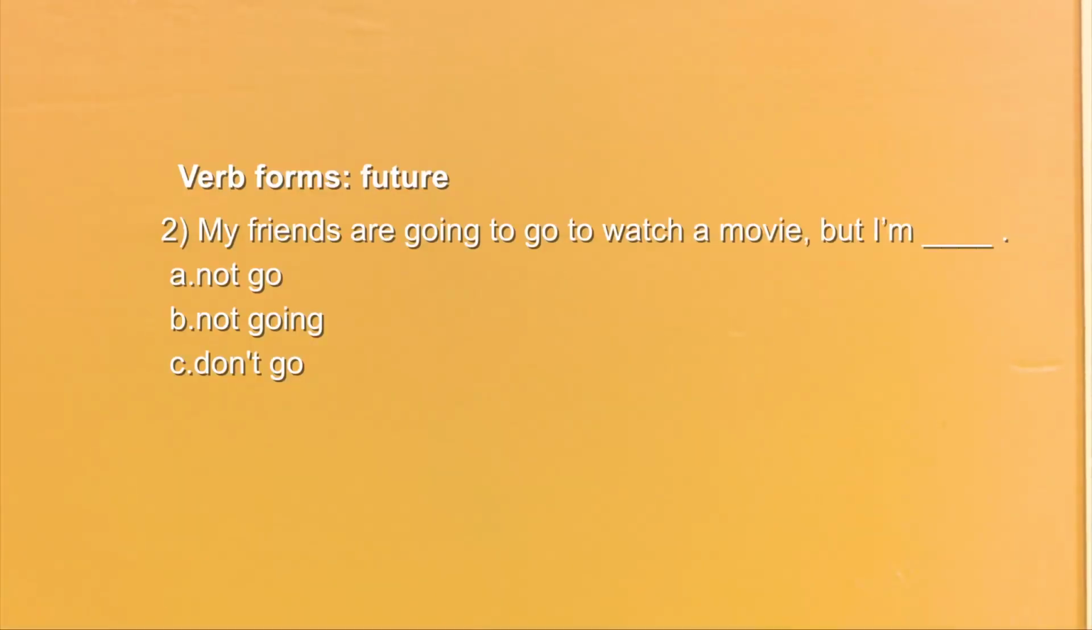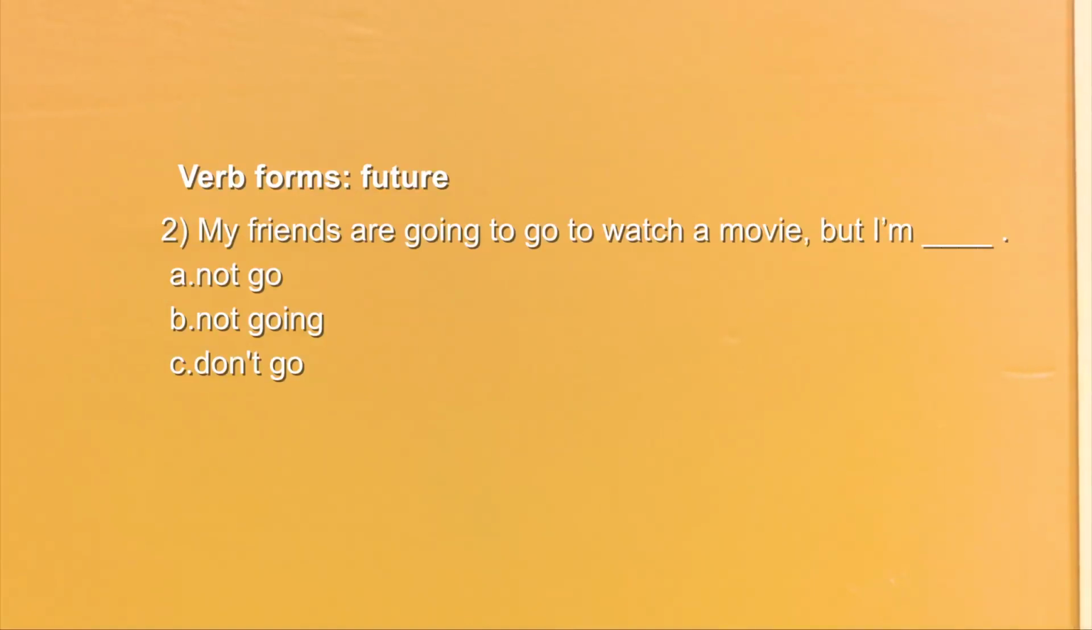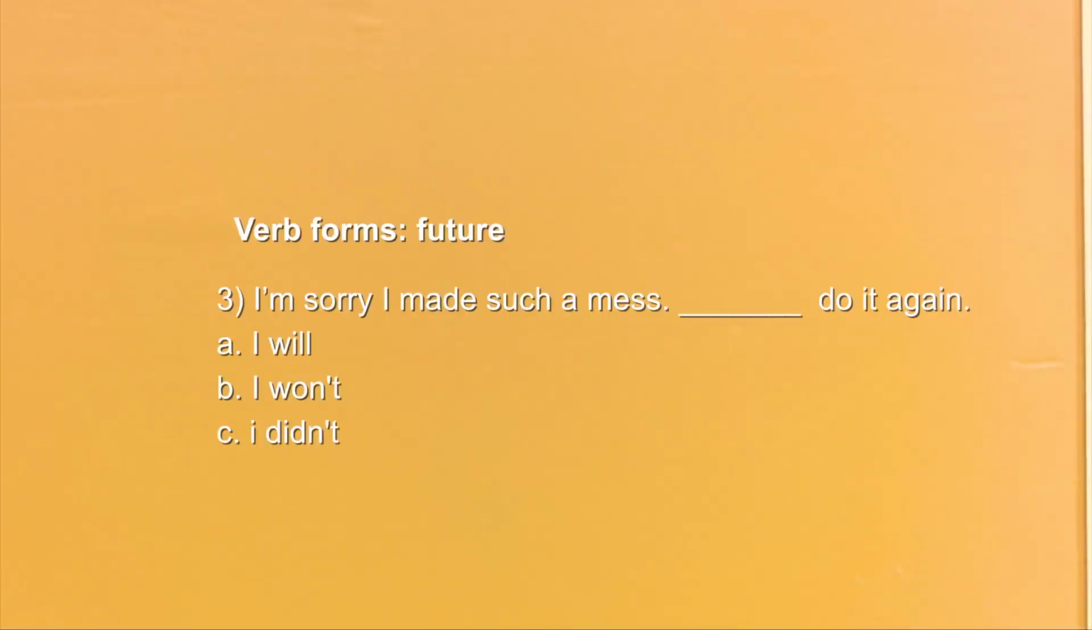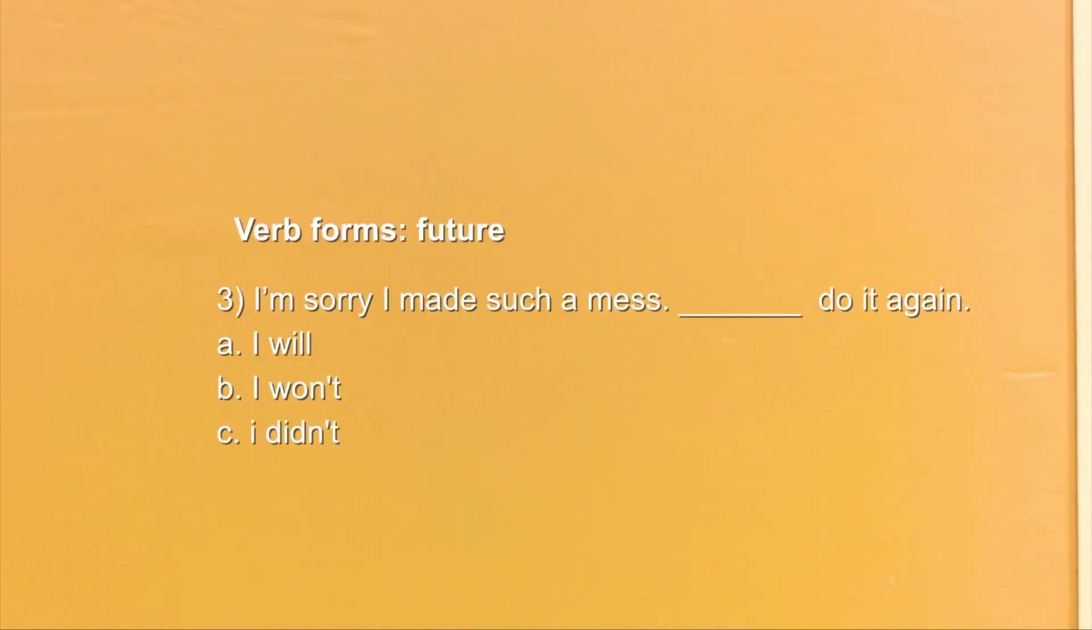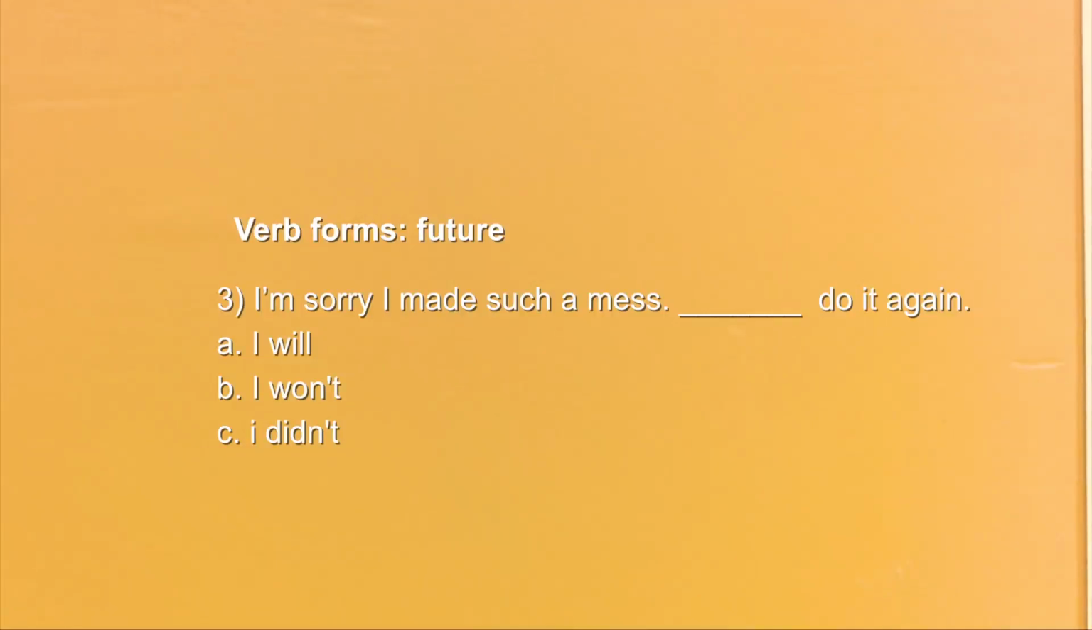answer. Number 2, my friends are going to watch a movie, but I am gap. The options are A, not go, B, not going, C, don't go. And the last one, I'm sorry I made such a mess, gap, do it again. So the options are: I will, the second option I won't, the third option I didn't. So in such a way we expect your learners will be able to practice more and more of the linguistic items that I have mentioned here, and outside of any functional grammar book.